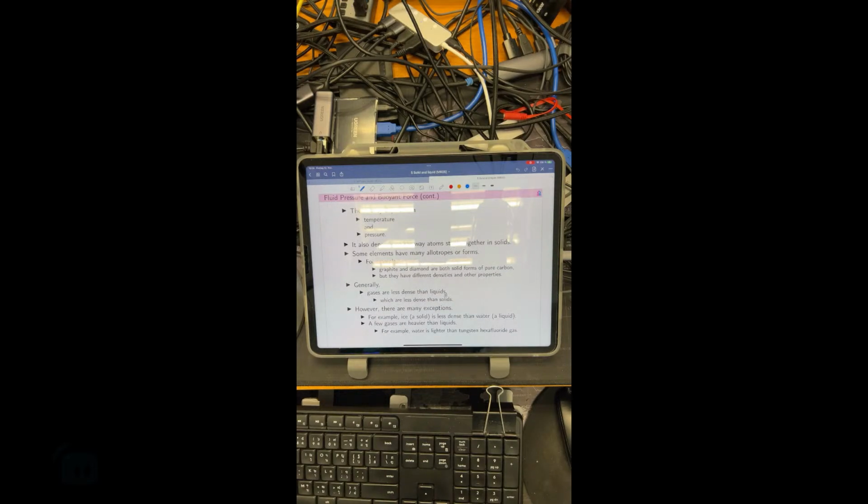Gases are less dense than liquids. That's in the general case, but it's not 100% true. Gases have less density than liquids, and of course should be less dense than solids. I would say this sentence is valid for the general case. It's not true for every case.